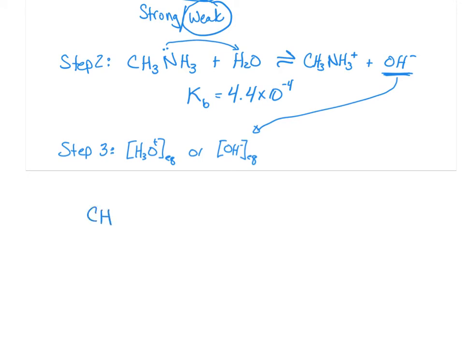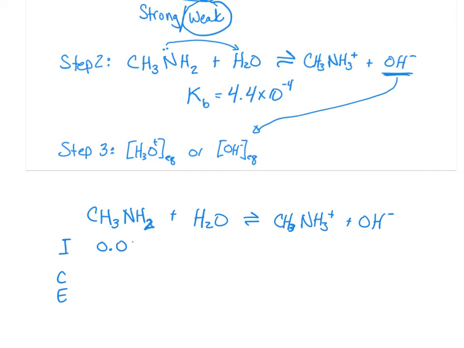So since we have an equilibrium, we're going to set up an ICE table. Oops, this is supposed to be 2. I'll fix this up here. Methylamine plus water is in equilibrium with CH3NH3 plus OH minus. Initially, we have 0.01 molar of this. We don't care about water, and we have no products to begin with.